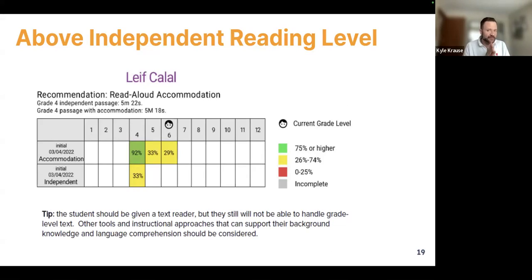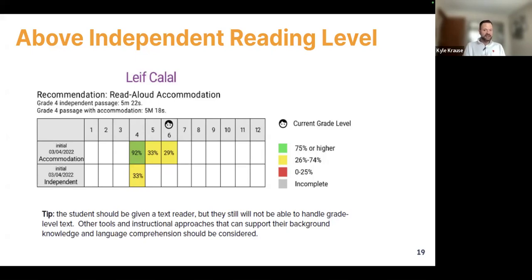Students that fall in that above independent reading level. These are students that are not quite getting to grade level with that accommodation, but they're at least able to hit that threshold of success at a grade level that's a little bit lower than their current grade level. These are really interesting students to me, because a lot of times these could be students that haven't had any experience with a text-to-speech reader. And so maybe over time, they would actually benefit greatly from that support to get them at least to grade level understanding.